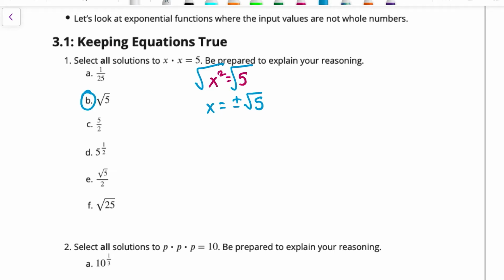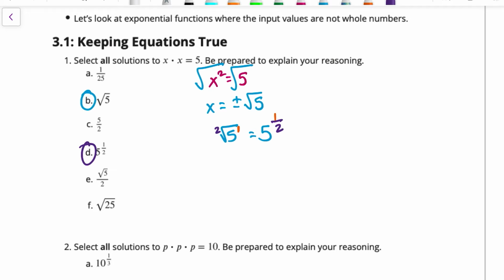So square root of 5 is the same thing as 5 to the 1/2. And then remember that the power is 1, so that's the top part of the fraction, and the root was 2, so that's the bottom part of the fraction. So D is also the same thing.